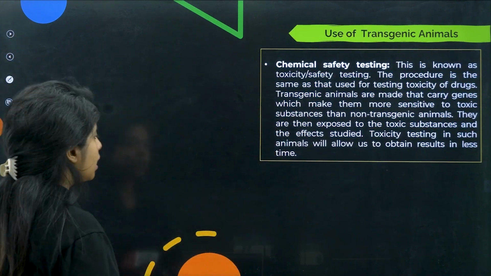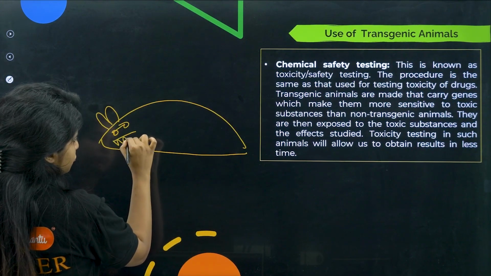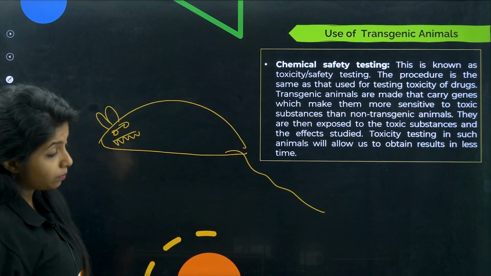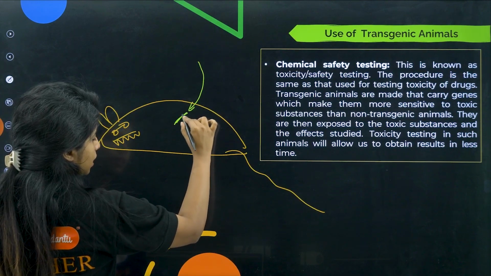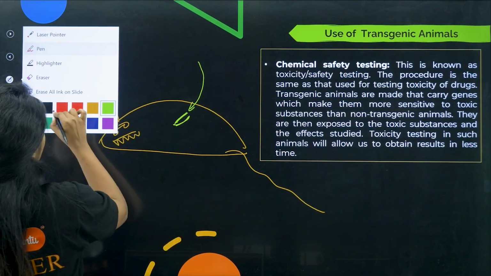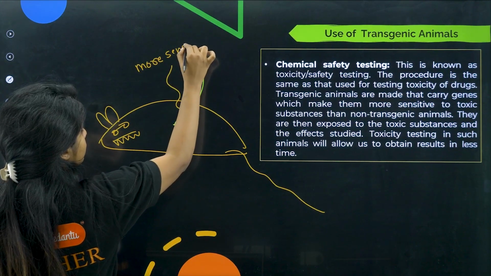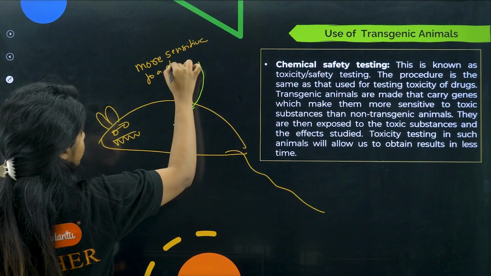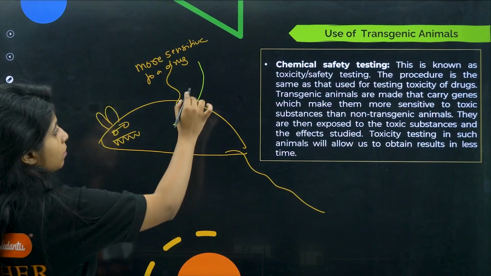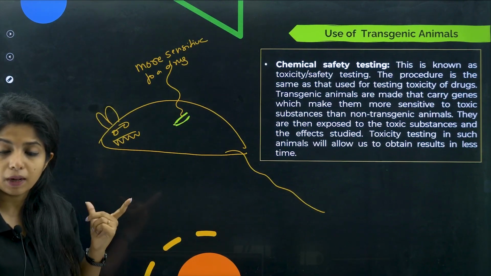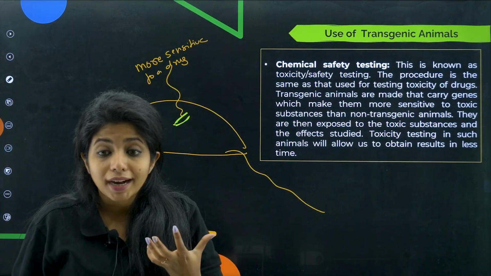So what do you do is you have the mice. Over here I am going to put a gene in their DNA which is going to make them more sensitive to a drug. Normally they are only this much sensitive to one particular drug, but I am introducing certain genes in their body such that they are more sensitive. Why am I doing that?